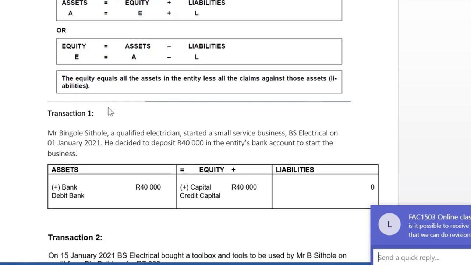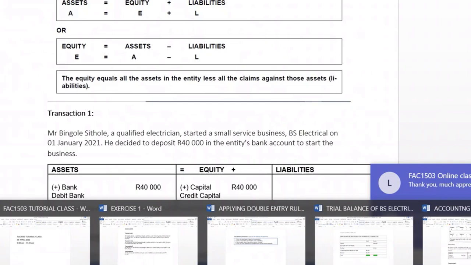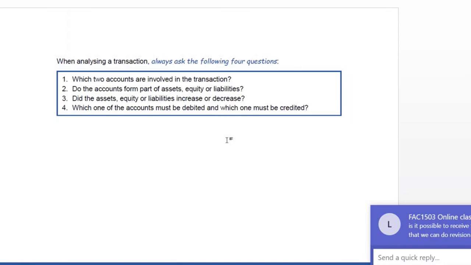So I'm just going over everything we just did. The first transaction, what is the source document? The source document is a bank statement. And then, applying the double entry rule on this transaction: this is asset and equity, this is bank and capital.